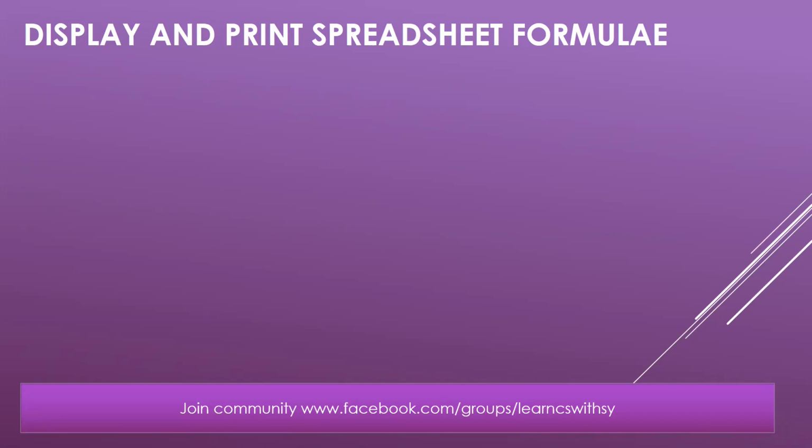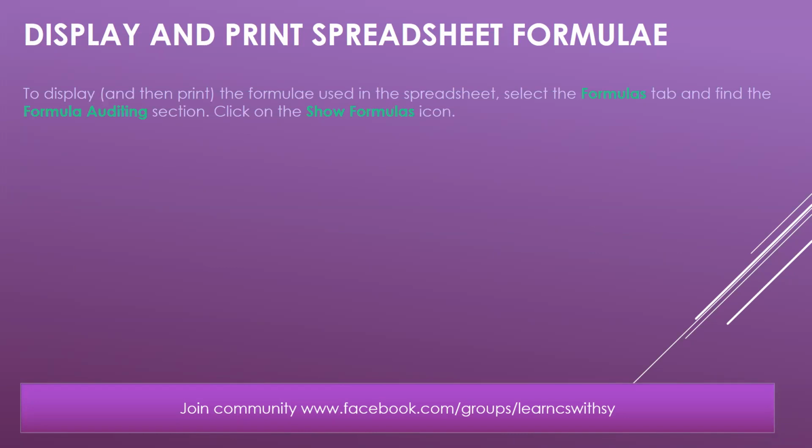And let's move on to a very simple thing that you need to understand. You observe that when we moved on to the cell, only the cell was displaying the result, but not the formula. In case you want to display and print the spreadsheet formula, what will you do? Very simple. You have the formulas tab. And in this formulas tab, you'll find the formula auditing section. And in this, you will click on the icon show formulas.